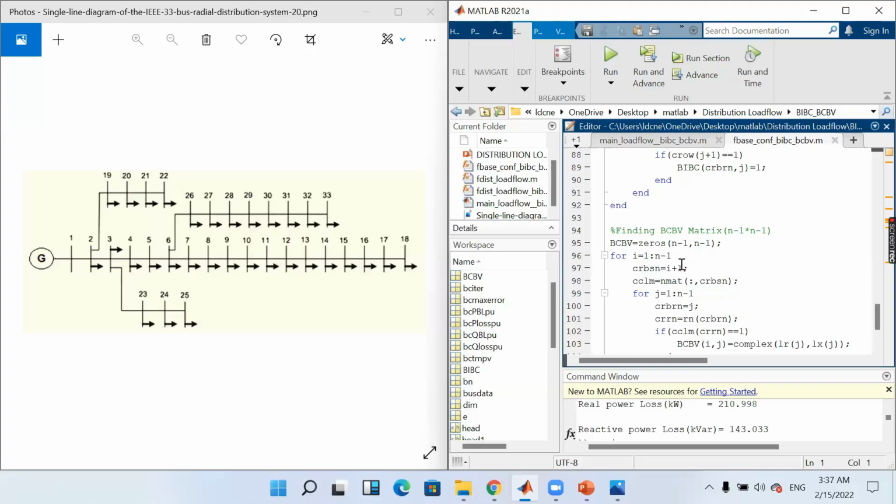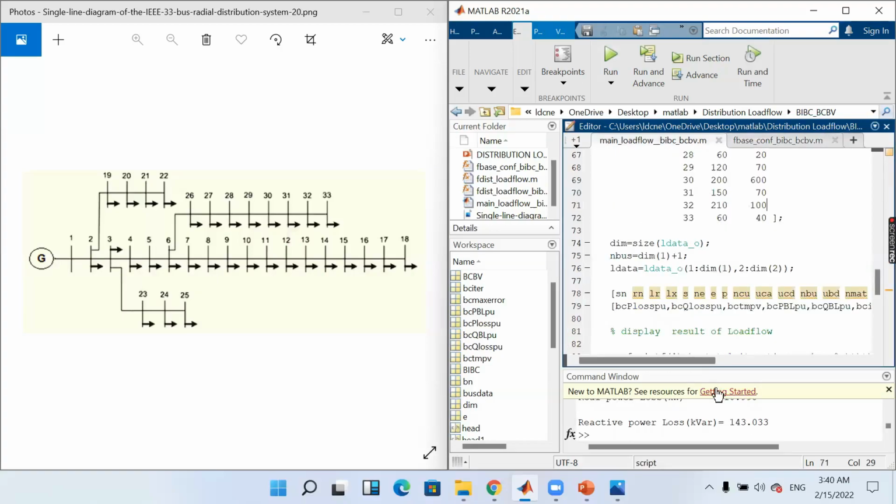Here we have copied the column of n mat corresponding to that current bus number. Again, we have run the loop from 1 to n minus 1. This is for running the loop from 2 to n bus. Now again we have to run the loop from 2 to n, that is, except 1 we have to run the loop from bus 2 to the last bus.